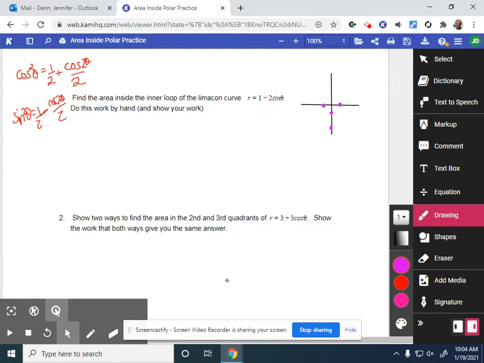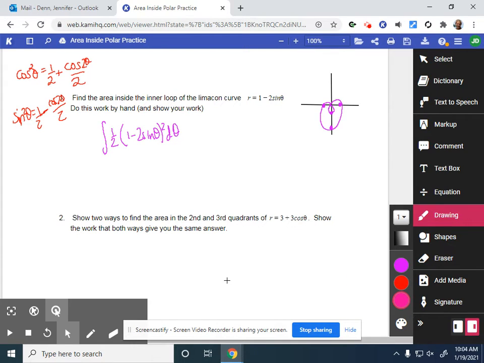My inner loop is going to come here. It's going to come out. Look something like that. So to figure out, I know that my integral is going to be the integral of 1/2 times 1 minus 2 sine theta squared, with respect to theta. I just got to figure out where my loop should go.